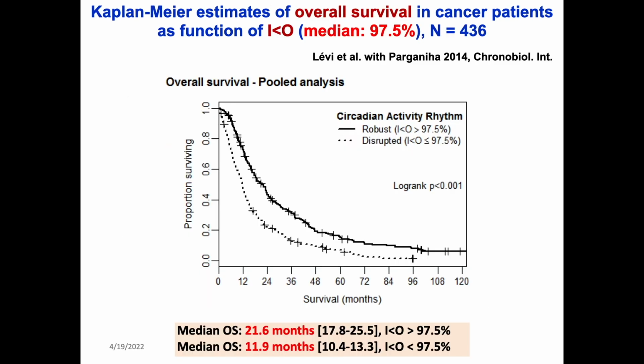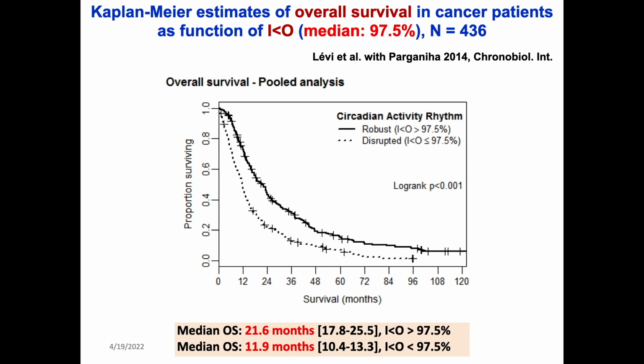Then we considered the dichotomy index for prediction of the overall survival in these cancer patients, and we divided the patients into two groups on the basis of the dichotomy index. We took the median of the dichotomy index as the reference point. In one group, those patients who have the better rhythm, that is the high dichotomy index, have the robust rhythm, and in the other group the dichotomy index was below this median level, and we considered them as the patients with the disrupted rhythm.